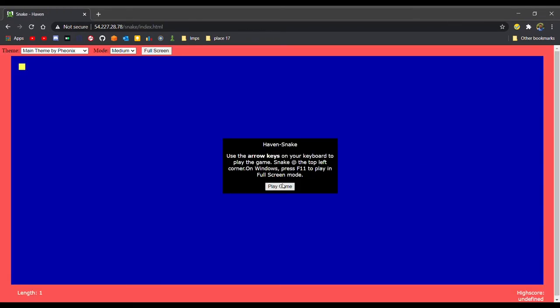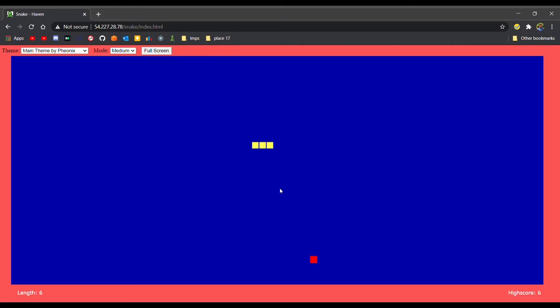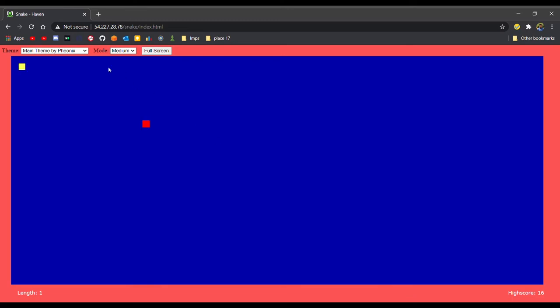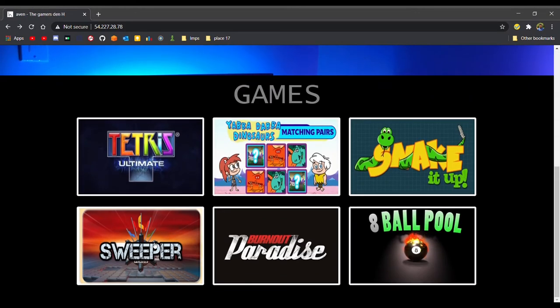Snake. Everyone is familiar with snake. The snake keeps growing until it dies, or until you make it die. So it died. And play again. You can change the theme, dark theme or light theme. On to the next, which is Minesweeper.